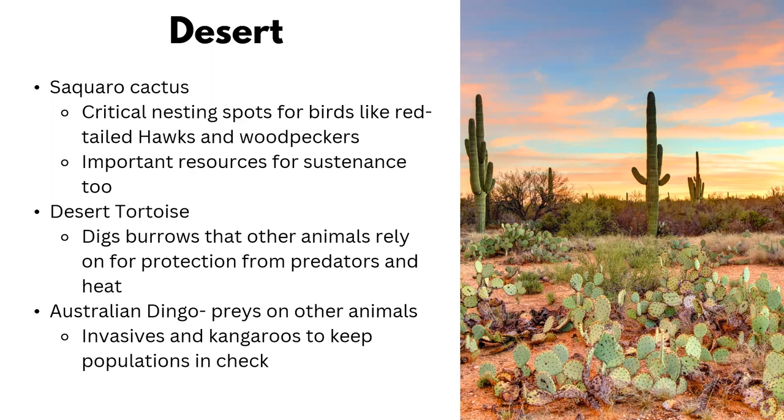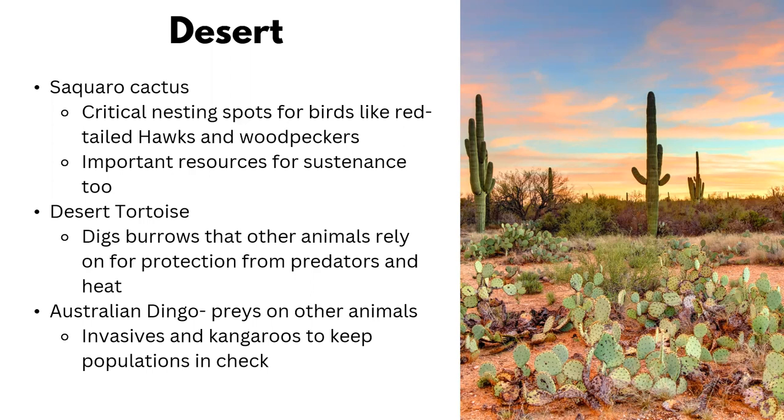Normally, when you see turtles or tortoises in an area, the plant diversity is also very high. They're also eating a lot of plants, and certain plants, when they pass through the digestive system of a tortoise or a different type of herbivore, have a better chance of growing into another plant. So again, desert tortoises are a keystone species. One that I didn't even think about is the Australian dingo. These guys will prey on other animals. They especially like to eat things like invasive species, which Australia has a ton of, and then kangaroos, which grow very quickly, and there's a lot of them. So they keep those populations in check in certain areas.